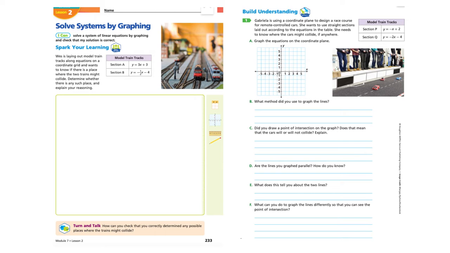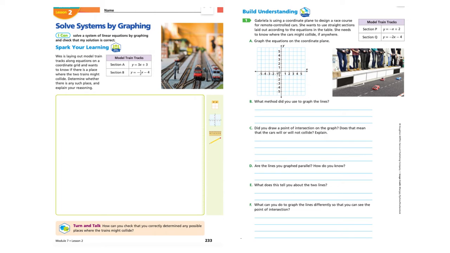B, they ask what method did you use to graph the lines? So there might be different answers for different people, it just depends on how you graph those two lines. So that'll be B. And then C, did you draw a point of intersection on the graph? Does that mean the cars will or will not collide? And explain. So different sized graphs will show different things.